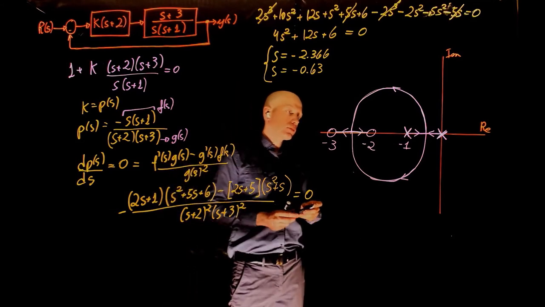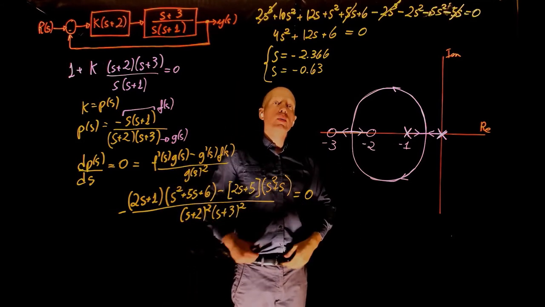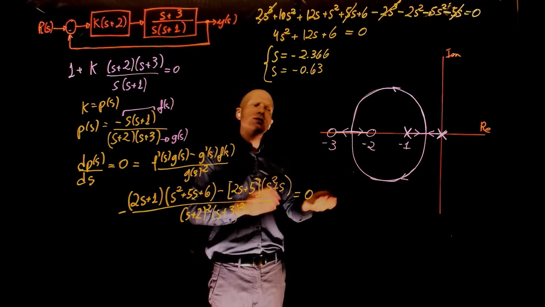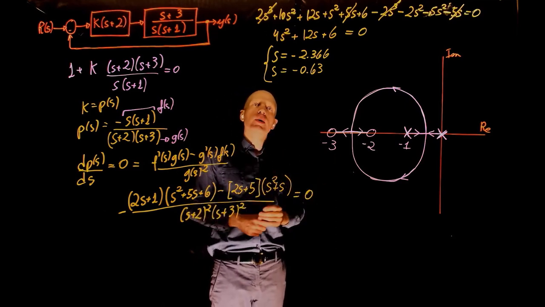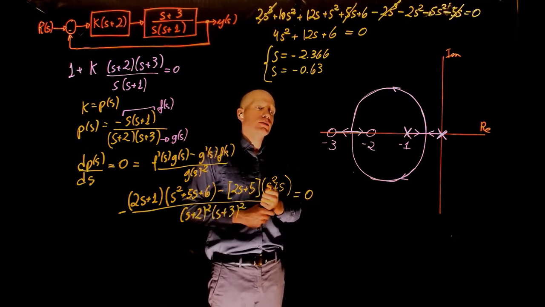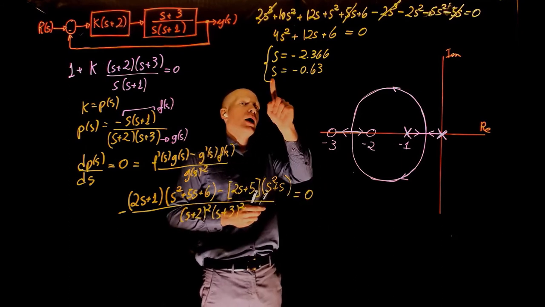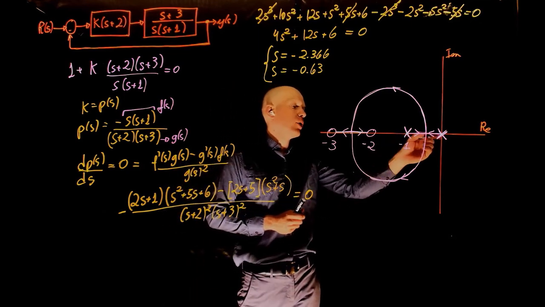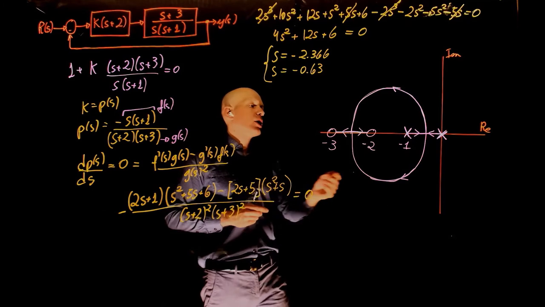Okay. Now, are these breakaway or break-in points? First, are they real numbers? Yes, they are real numbers, so they might be breakaway or break-in points. Second, do they belong to the root locus? The answer is yes. S equals to negative 0.63 is somewhere between negative 1 and 0, so this is definitely the breakaway point.